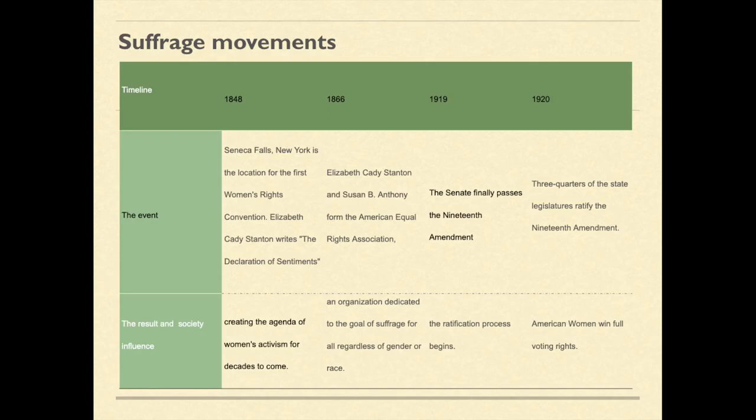On August 26, 1920, three-quarters of the state legislators ratified the 19th Amendment. American women win full voting rights. In 1971, Congress made August 26, the date the amendment became official, Women's Equality Day.